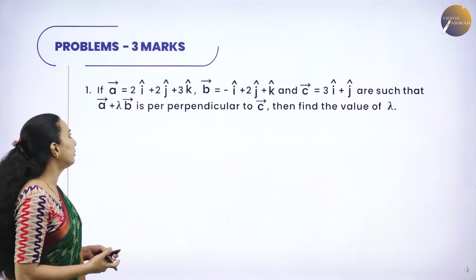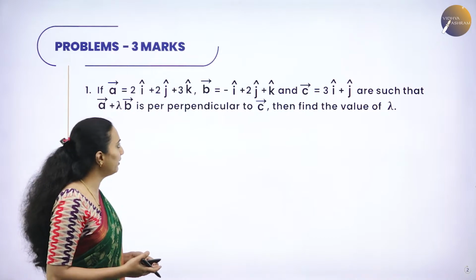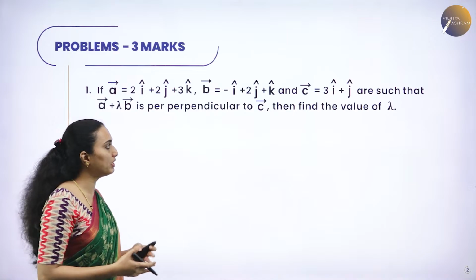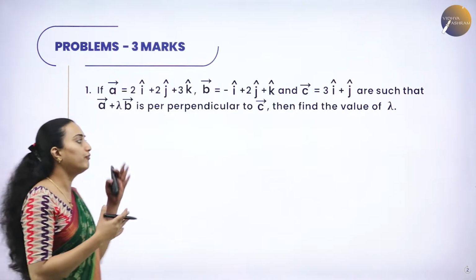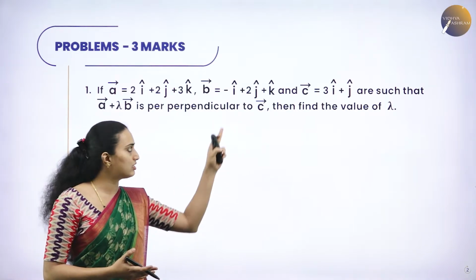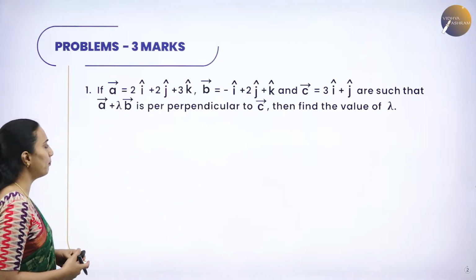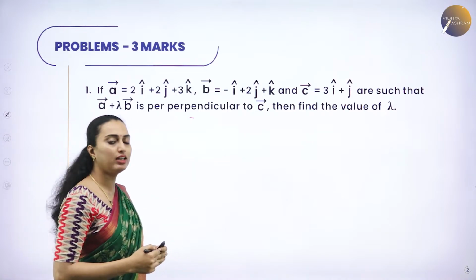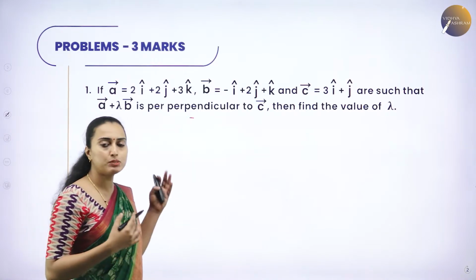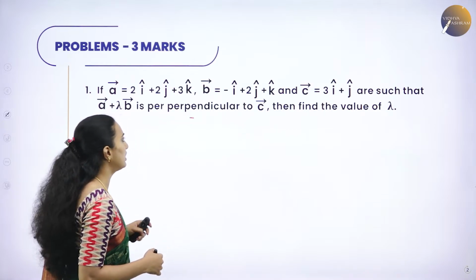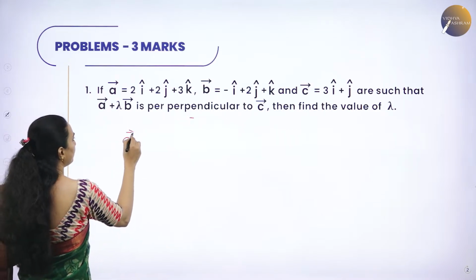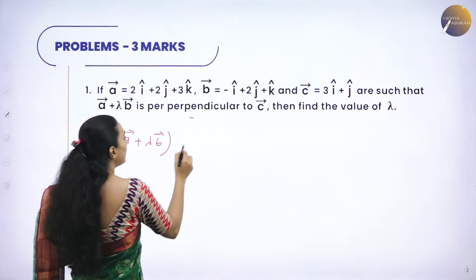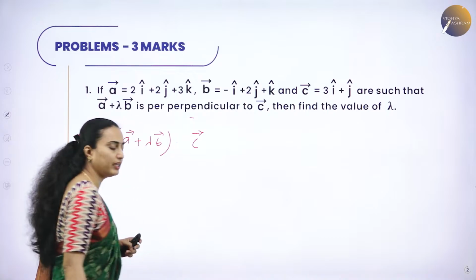If a vector is equal to 2i plus 2j plus 3k, b vector is equal to minus i plus 2j plus k, and c vector is equal to 3i plus j plus 0k, where if it is not there you have to consider it as 0k, such that a vector plus lambda into b vector is perpendicular to c vector, then find the value of lambda. So it is perpendicular to c vector means you are going to take a vector plus lambda into b vector, dot product with c vector.